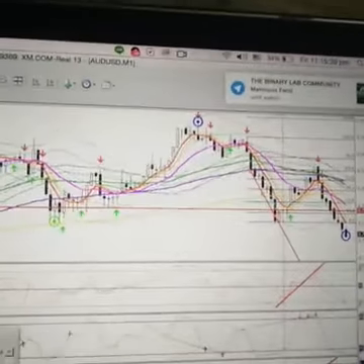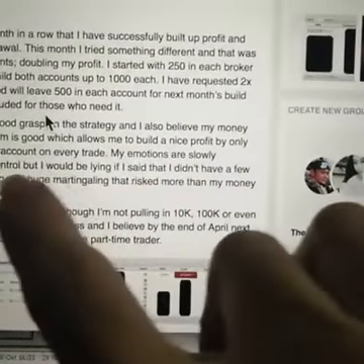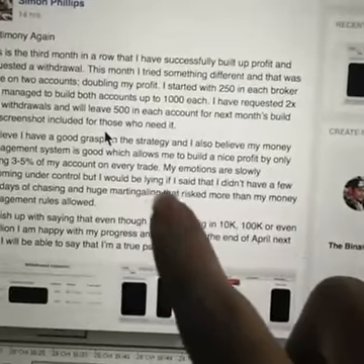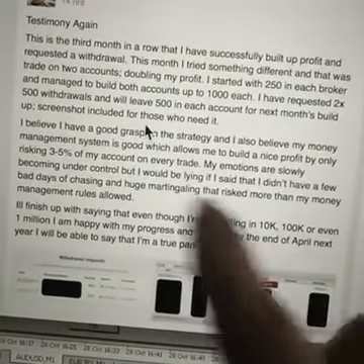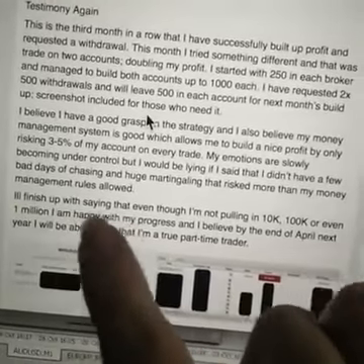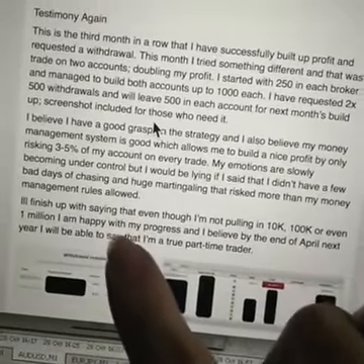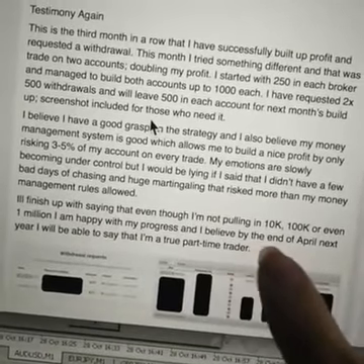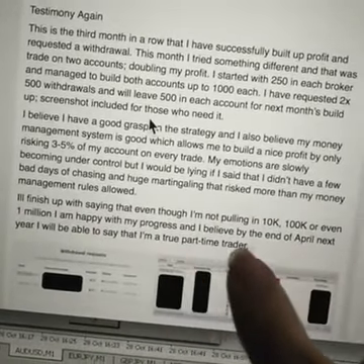Okay, and let's come back to this one. My emotions are slowly becoming under control. I would be lying if I said I didn't have a few bad days of chasing huge money gains that risked more than my money management rules allowed. I'll finish up by saying that even though I'm not pulling in 10, 100, or even 1 million, I'm happy with the progress, and I believe that at the end of April next year, I'll say that I'm a true part-time trader. Actually, I think you should correct that. It should be true full-time trader.